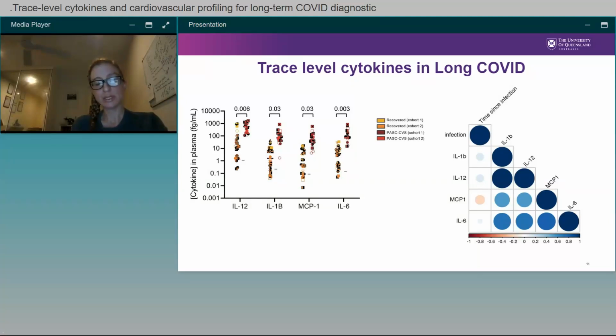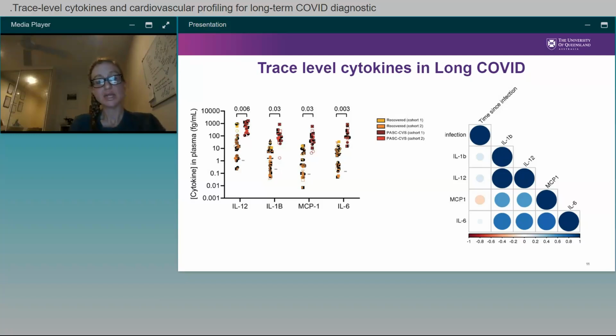We also looked at the correlation between these cytokines and the time since infection. In general, we didn't see much of a correlation between cytokine levels and the time since infection, with the exception of MCP-1, which seemed to go down over time. But we did see that these cytokine levels were highly correlated with each other. So if you had high levels of MCP-1, you probably also had high levels of IL-6. This speaks to, again, a chronic inflammatory phenotype.